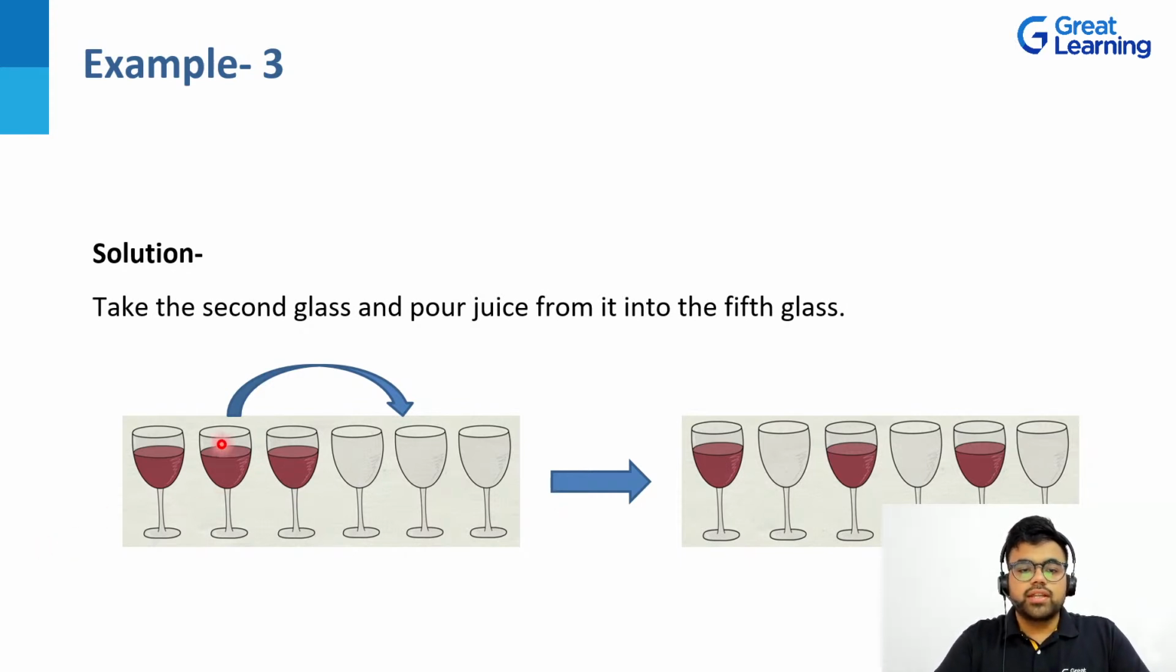Now, if you see the second glass, right? If you pour that second glass completely into the fifth glass, the problem is solved. Take the second glass and pour the juice from it into the fifth glass, right? So now you have the arrangement that is possible. Very simple one-step solution, nothing too complicated in this.